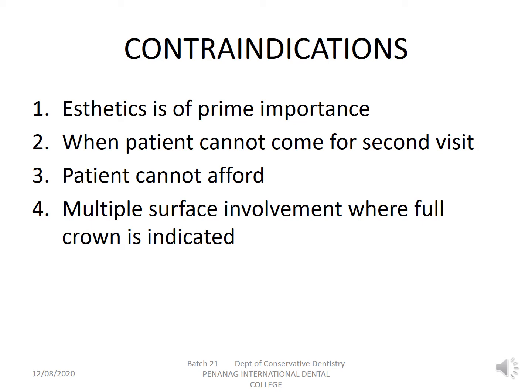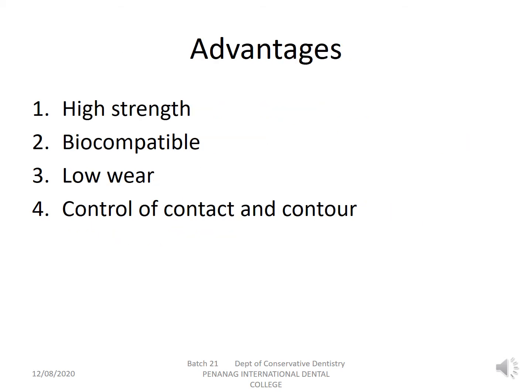These are contraindicated when the patient says that he cannot come for multiple visits, or the patient cannot afford a cast metal inlay, or when multiple surface involvement is there, where a full crown is indicated. The advantages of cast metal restorations are that they are of very high strength, biocompatible, usually exhibit very low wear, and you get excellent control of contact and contour.